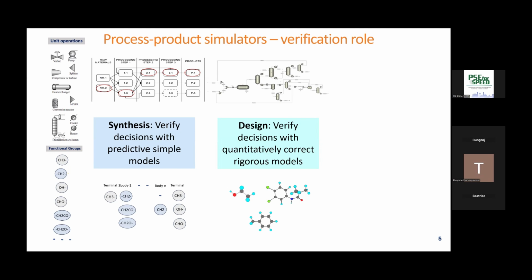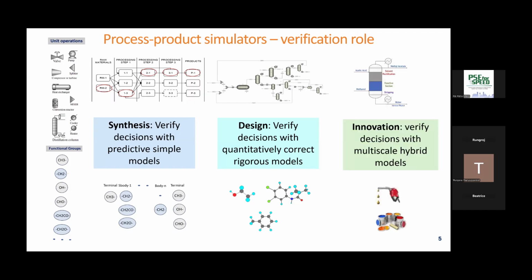So here we again look at decisions that we have made during this design stage, and we verify this through rigorous models. Next, when we go to innovations, again, we are making some decisions, but now we are talking about hybrid multi-scale models. So what we see is that the simulators have a verification role, but the models and the functions they perform are different at these different stages.